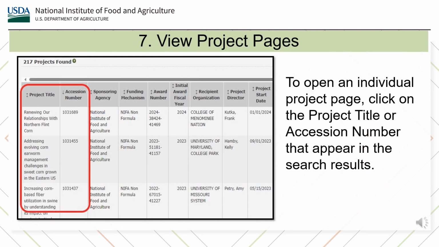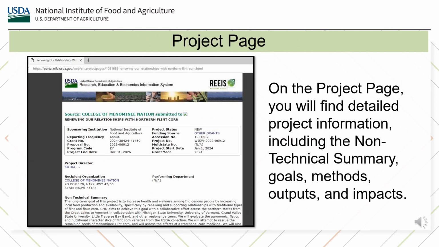To open an individual project page, click on the project title or accession number that appear in the search results by default. On the project page, you will find detailed project information, including the non-technical summary, goals, methods, outputs, and impacts of the selected project.